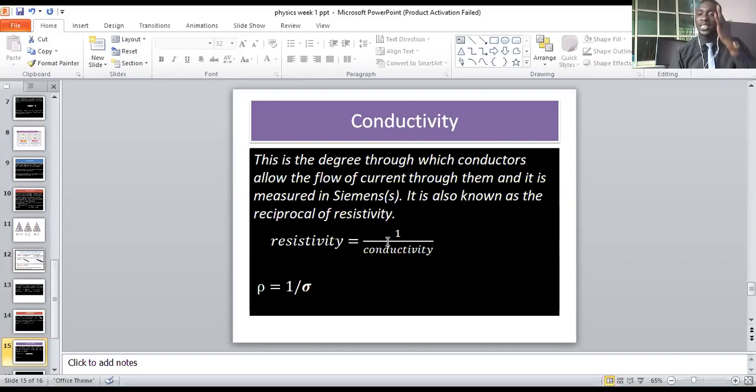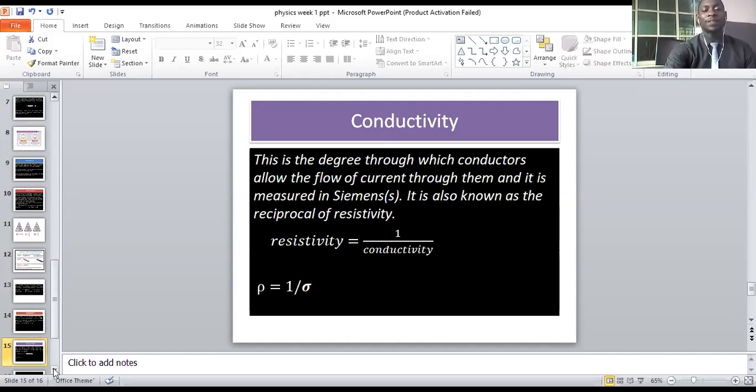In case you are given a question whereby you have the resistivity and you're asked to calculate the conductivity, this is the expression to use in calculating it. So these are their units to express the formula, that is rho equals 1 over Siemens.